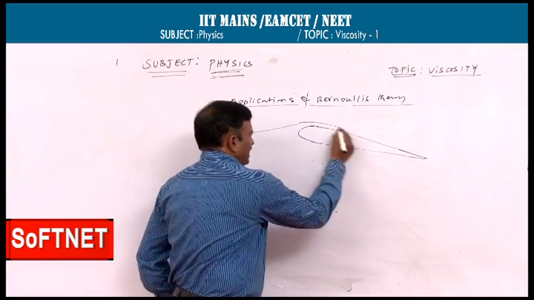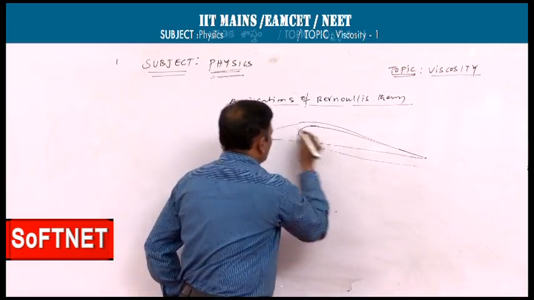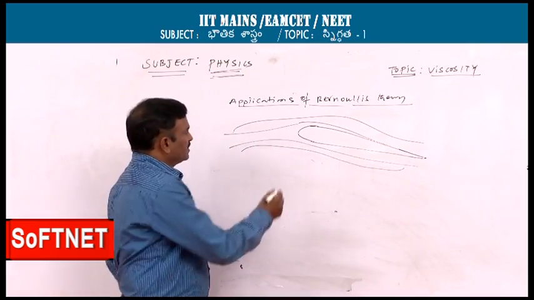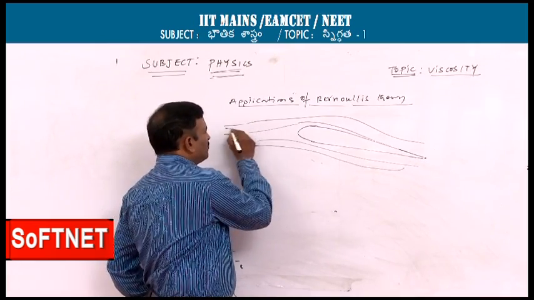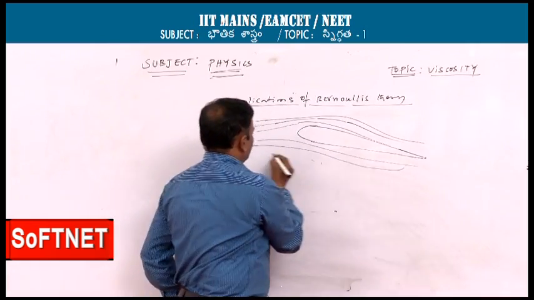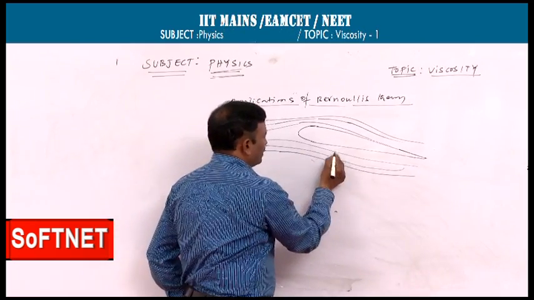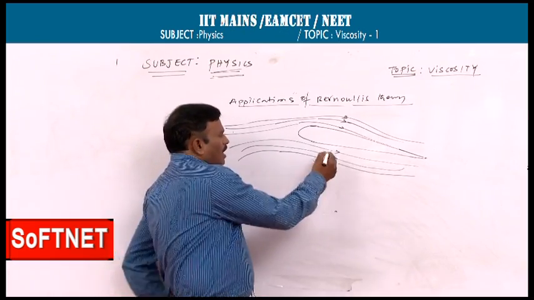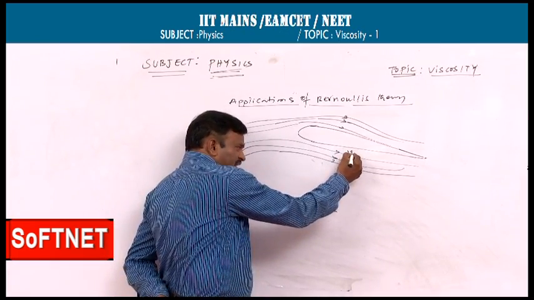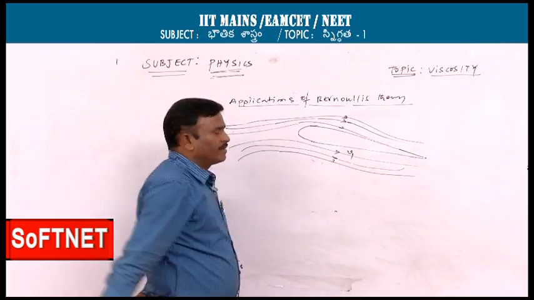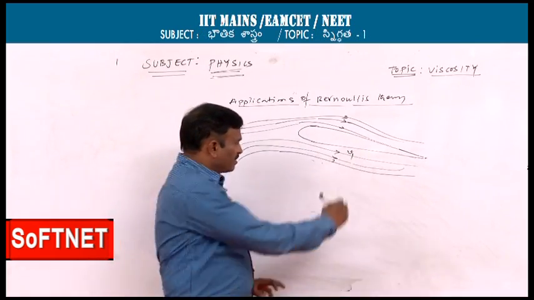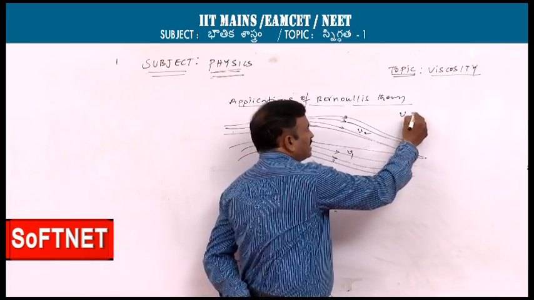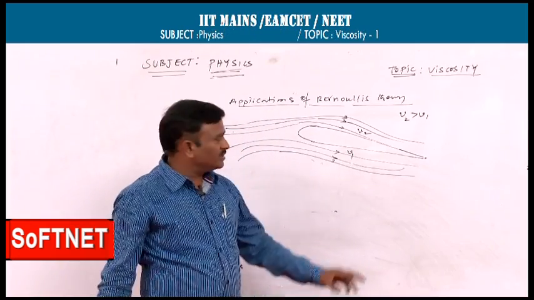When air is blown across the wing of the aeroplane, these are the streamlines of air. The air is blowing across the wing. These are all the streamlines of wind flow. As the wind is flowing faster across the wing of the aeroplane, the velocity is V1 here, and V2 is greater than V1. Why is it so? Let us see.